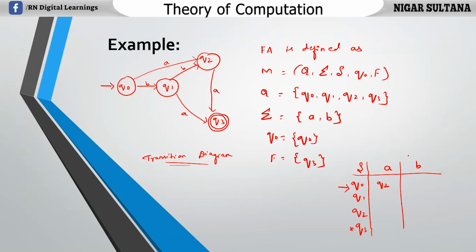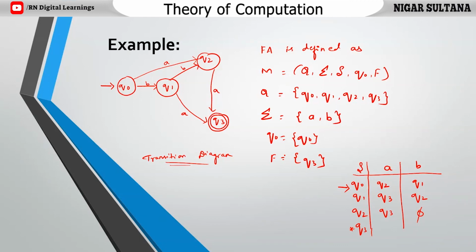From Q0, next is the B input. B input is moving towards which state? Q1. So write Q1 here. Now observe Q1: the A input is moving from Q1 to which state? Q3. So write Q3. Next, from Q1, the B input is moving toward Q2. Write Q2. From Q2, the A input is moving to Q3. Write Q3 here. Now, from Q2, do we have any B input? No, we don't have any B input. So write null.